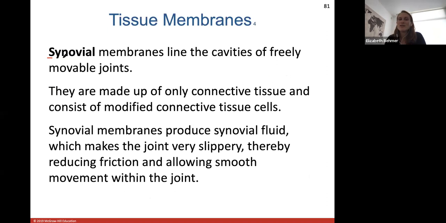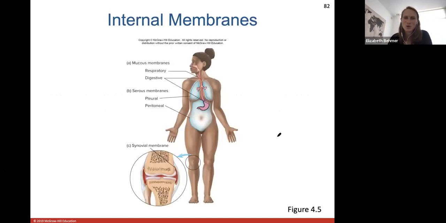And then a synovial membrane lines cavities of freely movable joints like your shoulder, your wrist, your elbow, your knee. They're made only up of connective tissue, and synovial membranes produce what we call synovial fluid, which makes your joints very slippery to reduce friction and allow a nice smooth movement between bones in that joint. So that's a synovial membrane. And this is just a look at all of the internal membranes or the internal coverings of the body.